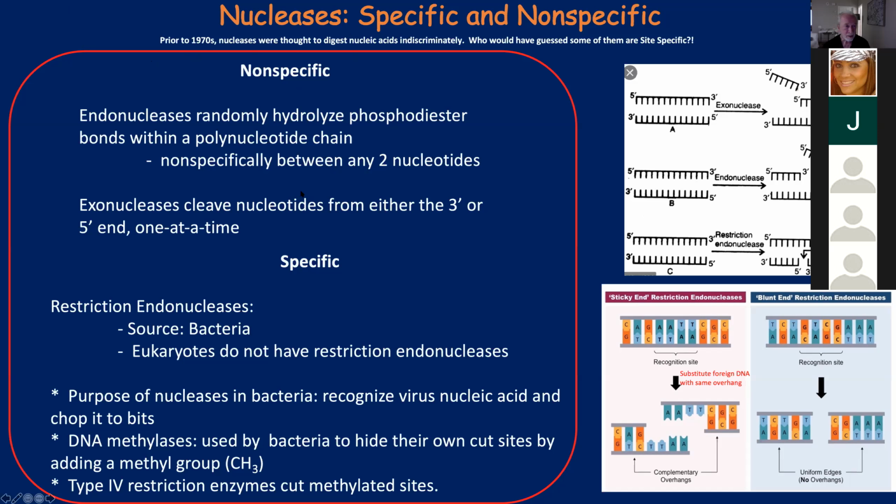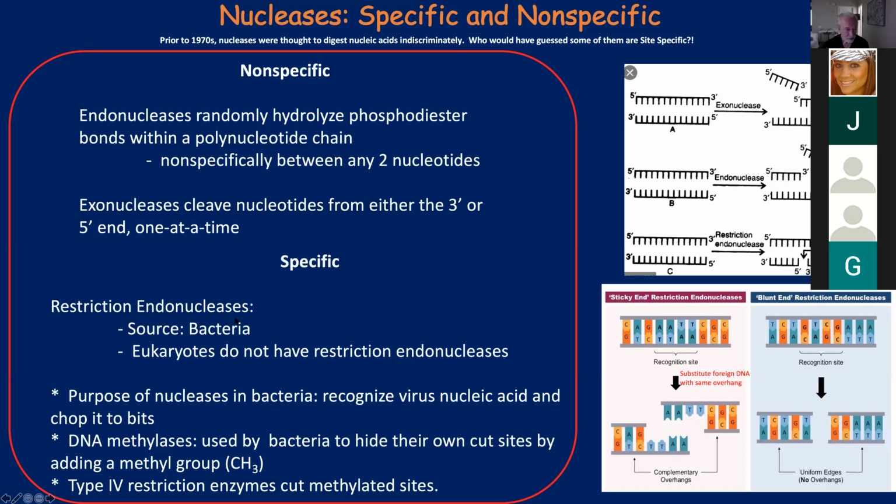But they aren't all. Some are non-specific. They can be exo or endonucleases, like other types of enzymes. On the right-hand side here, an exonuclease chews off nucleotides from the end of a DNA molecule. An endonuclease chops up in the middle, places other than the ends. A restriction endonuclease goes just to a specific site and makes a very precise cut at just one site.